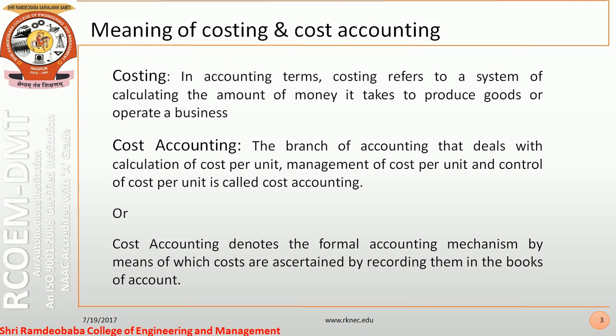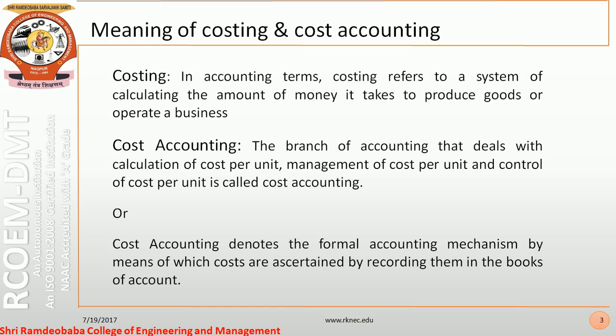Before we get on to what is cost accounting, let us understand the meaning of costing. Well, in accounting terms, costing refers to a system of calculating the amount of money it takes to produce goods or operate a business. In simple terms, let's put it simply. If you are producing a duster, how much does it cost to make a duster? That is what is costing. Then what is cost accounting? Well, the branch of accounting that deals with calculation of cost per unit, management of cost per unit, and control of cost per unit is called cost accounting.